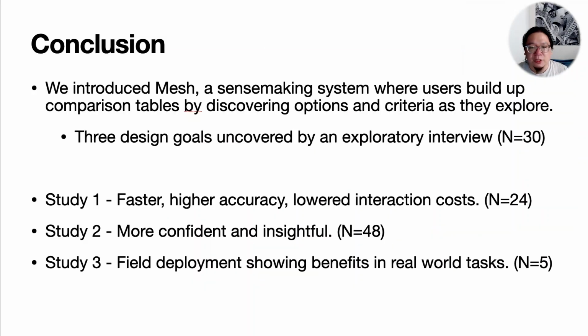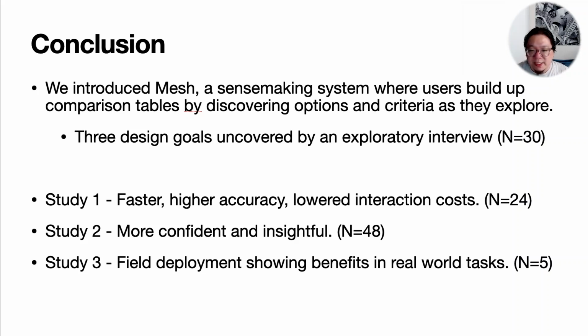So to conclude, online decision-making can be challenging. One reason is that evidence is often scattered across different browser tabs, and it can also be biased, subjective, and conflicting. In these scenarios, users often need to compare multiple information sources and make their own judgments about data. So for this, we introduced MASH, a system where users iteratively build up a comparison table by discovering options and criteria as they explore evidence. The system was based on 3 design goals that we developed with an exploratory interview.